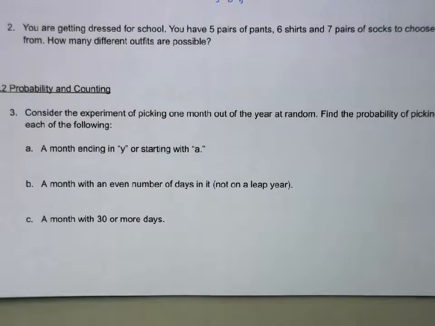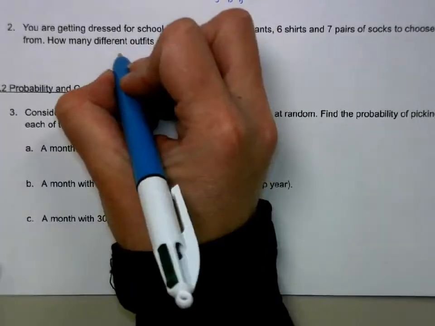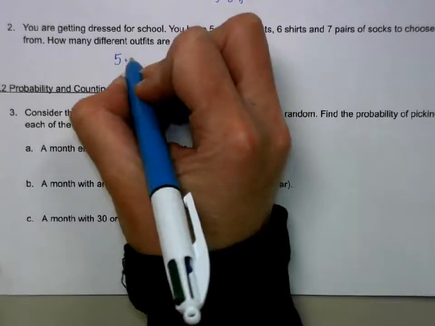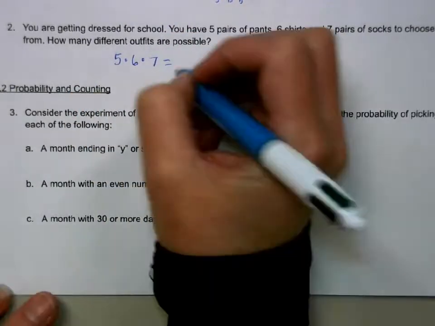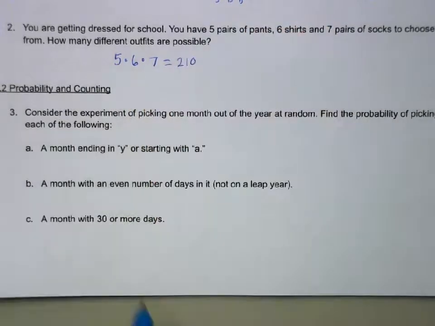All right, so next, you are getting dressed for school. You have 5 pairs of pants, 6 shirts, and 7 pairs of socks to choose from. How many different outfits are possible? So this is just a simple counting principle where we're going to multiply the 5 pairs of pants times the 6 shirts times the 7 socks to get a total of 210 different outfits you can wear.